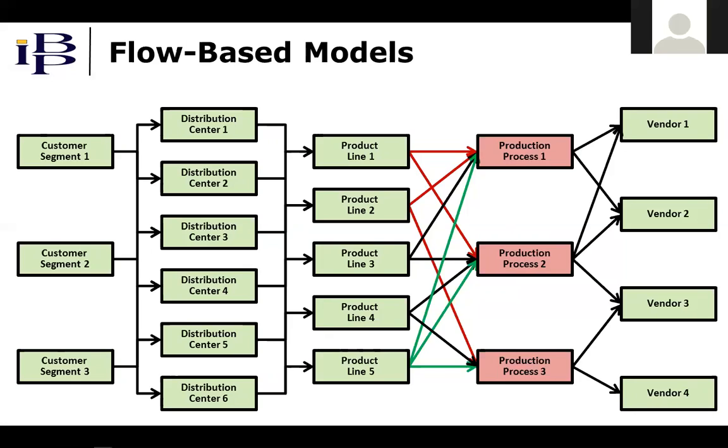So if you look on the screen here, there's three boxes on the left connected to 6 boxes, connected to 5, to 3, to 4 vendors on the right. So the number of flows that this would be modeling would be 3 times 6 times 5 times 3 times 4. If you can imagine a large business, this can simulate millions of flows.